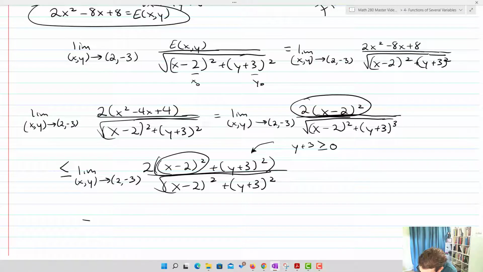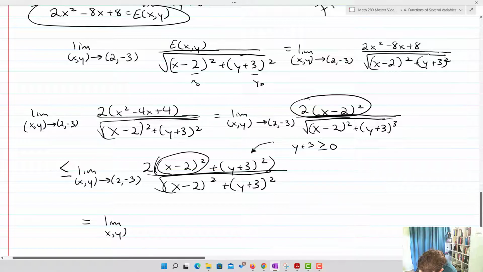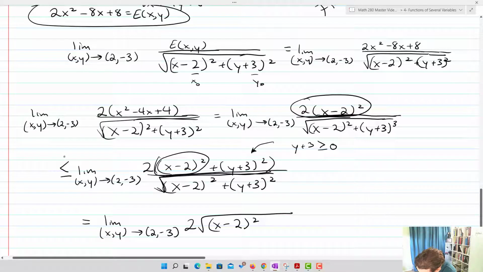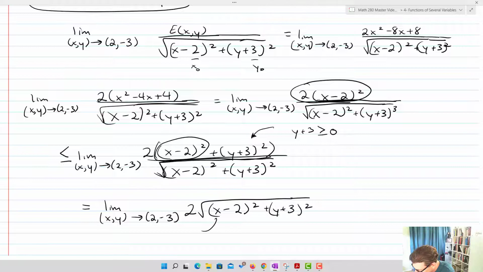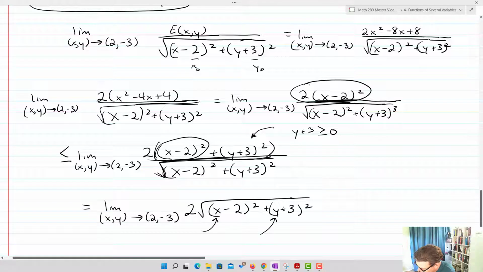And the reason why we did this is because this is going to then let it equal the limit as (x,y) approaches (2, −3). And this is what we can just factor out a square root. So this is going to be 2 times the square root of (x − 2)² + (y + 3)². And now I can just substitute. Substituting in 2 for x and −3 for y, this just ends up equaling 0 by substitution.